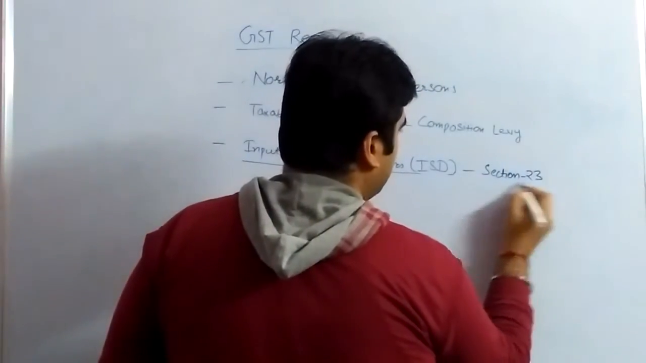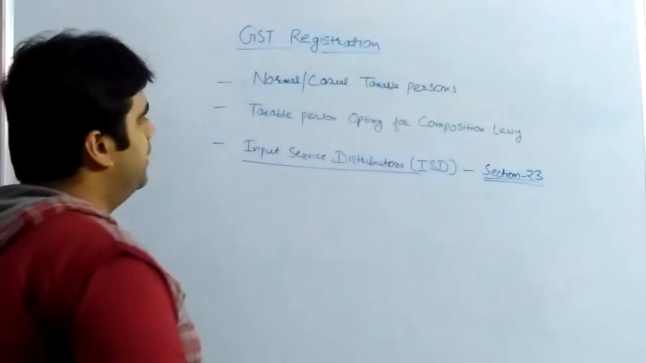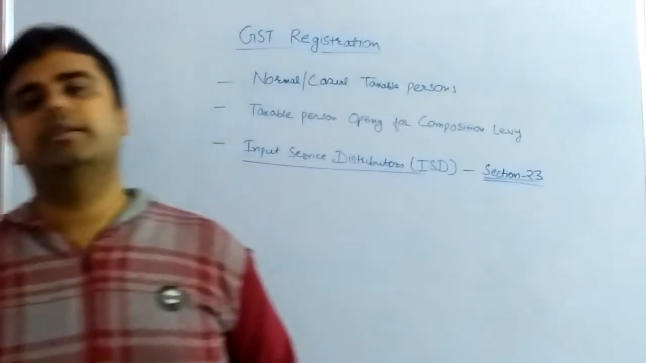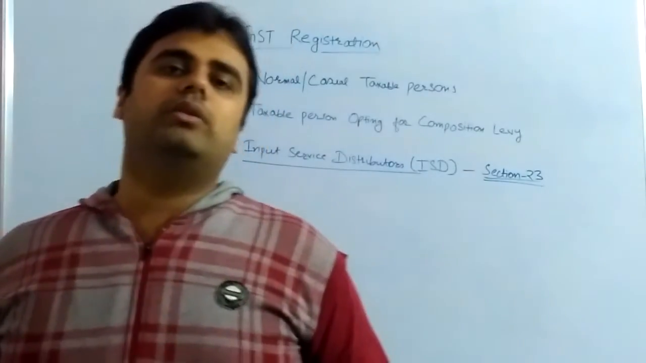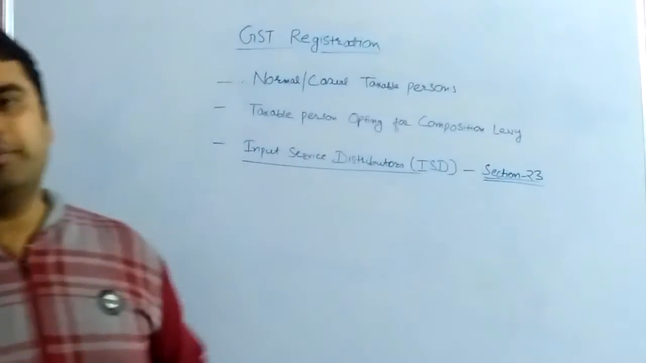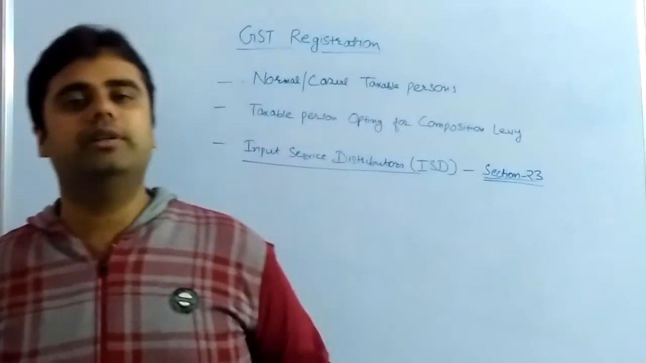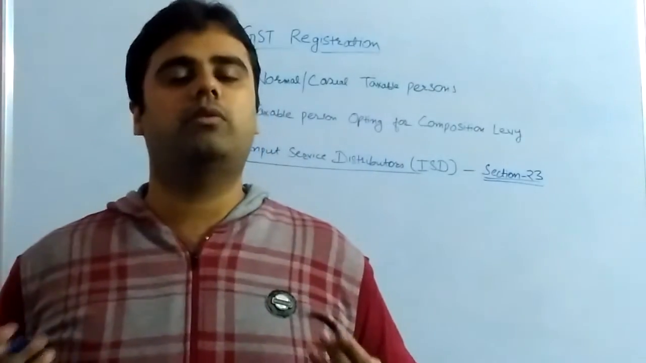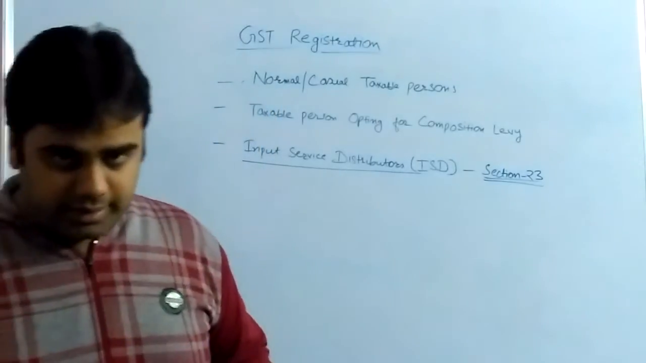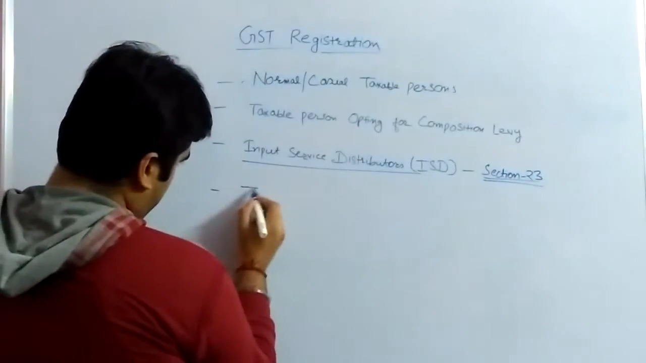Section 23. Again, this section 23 is for registration. And the mechanism of distribution of credit, that is mentioned under section 17-18. Also in section 37A. So that things we will discuss in our upcoming videos. But today the limited discussion will be for the registration requirement. That is, we want to convey through this video that what are the different type of registrations that are required under GST.